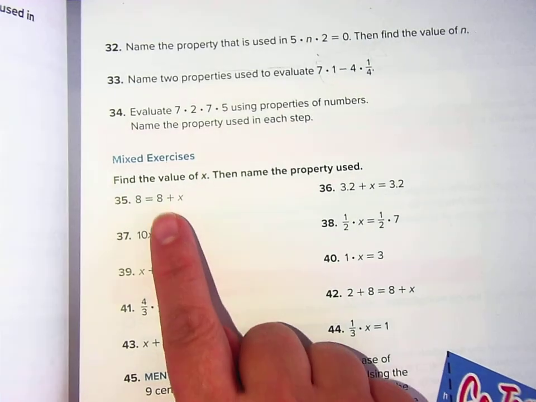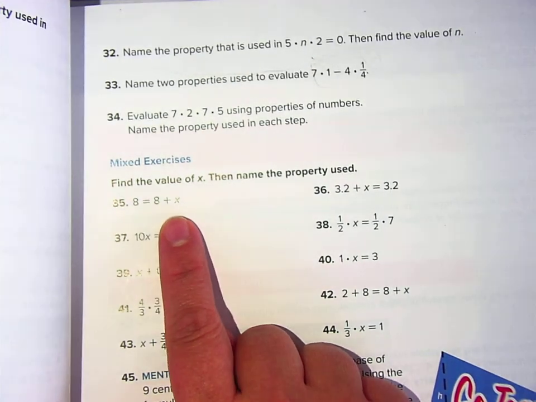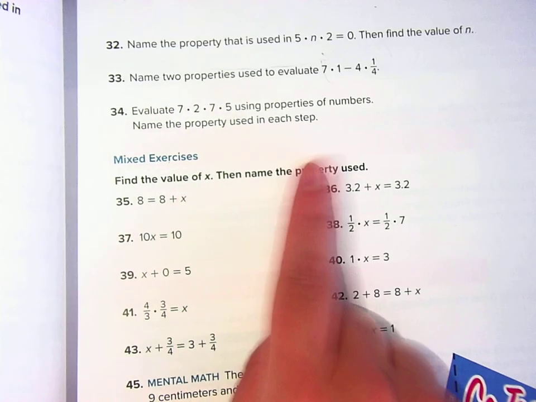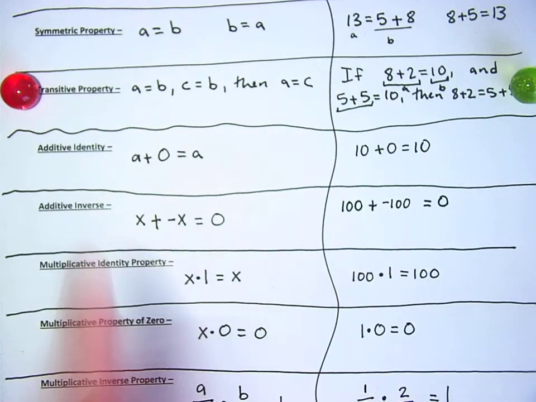The first one is 8 equals 8 plus x. The first thing you have to do is figure out the value of x. Everybody tell me, what's the value of x here? 0. And then you have to tell the property that was used. Which is? The additive identity. So your answer would be x equals 0 and additive identity for the first one. And that's how easy they are. There's 10 of them. Okay, you've got the rest of the class to work on this.